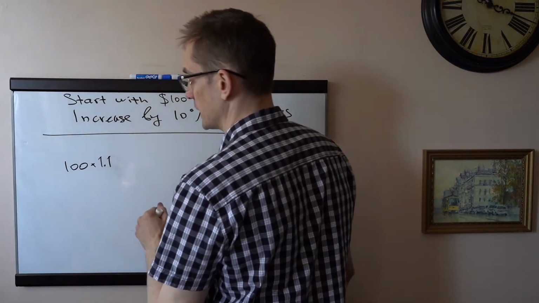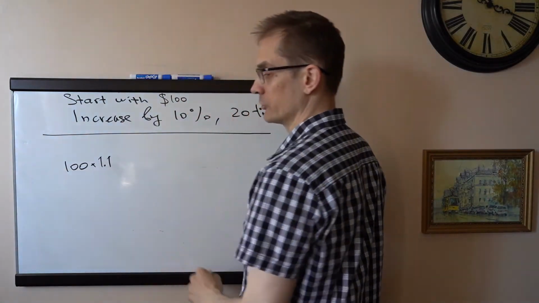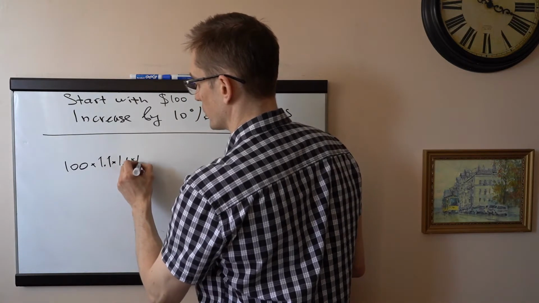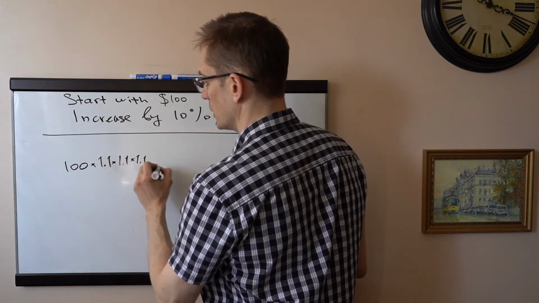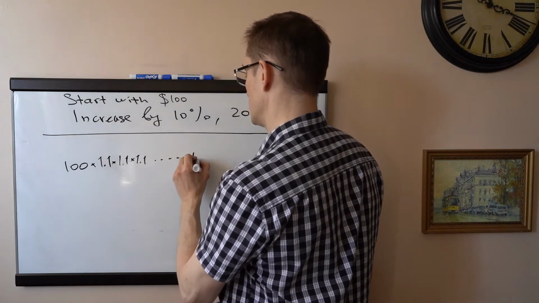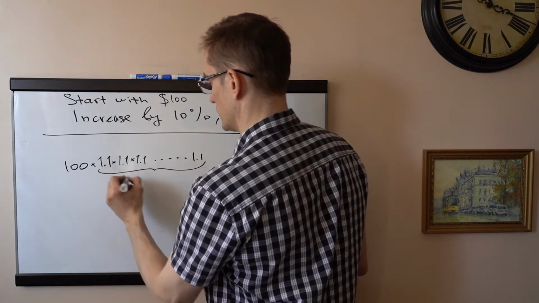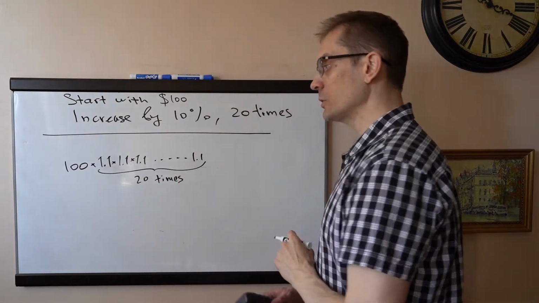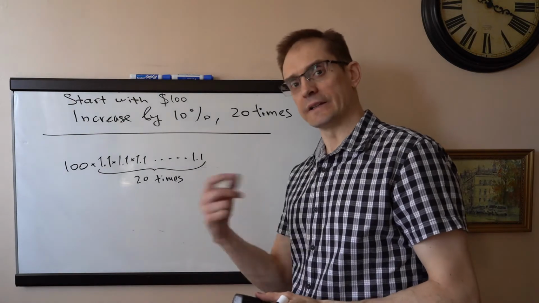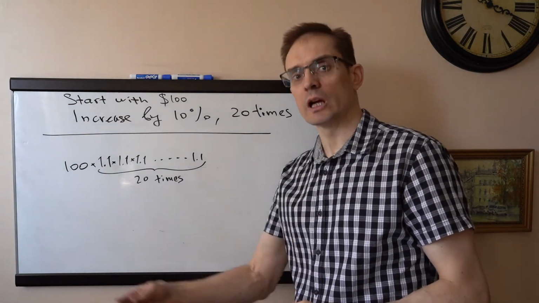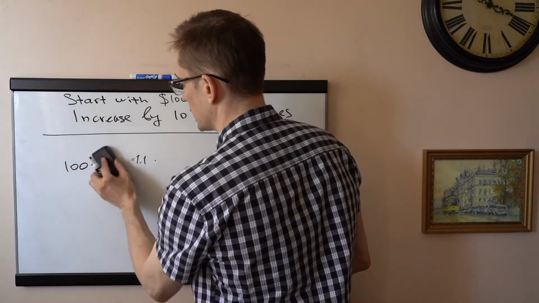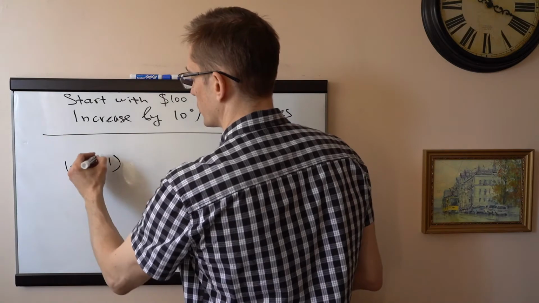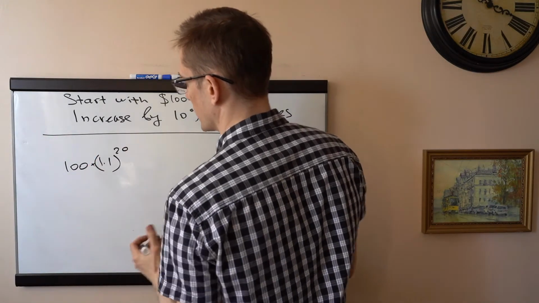But that happened once, right? So that becomes your new amount, which is $110. Then you will multiply by 1.1 again, and so it will go, 20 times, right? So when we multiply the same amount by itself many times, we actually have an exponent. If you multiply 1.1 by itself 20 times, you get 1.1 exponent 20.